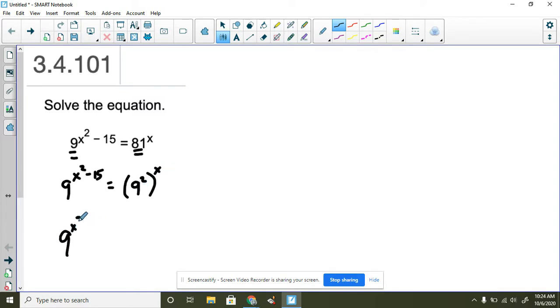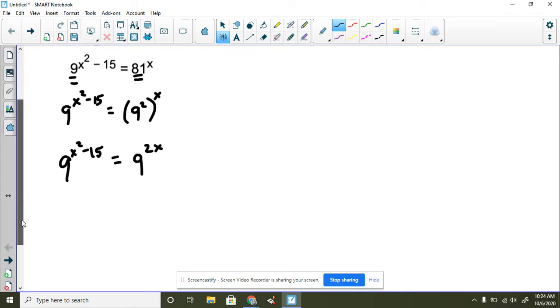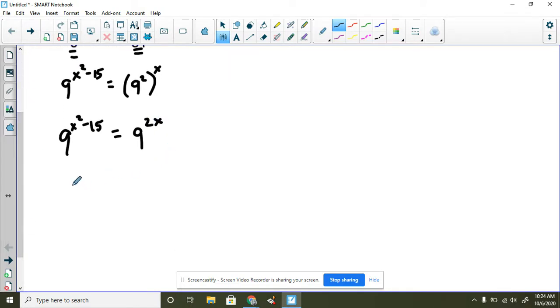And powers of powers get multiplied, right? So now I have an expression where I've got two bases that are the same raised to two different exponents, and the only situation in which that is possible is if the exponents are equal, right? So we're basically dropping the bases completely and just solving for x now. Now that it's a quadratic equation, we're just solving this like it's a quadratic equation. It's not an exponential equation anymore.